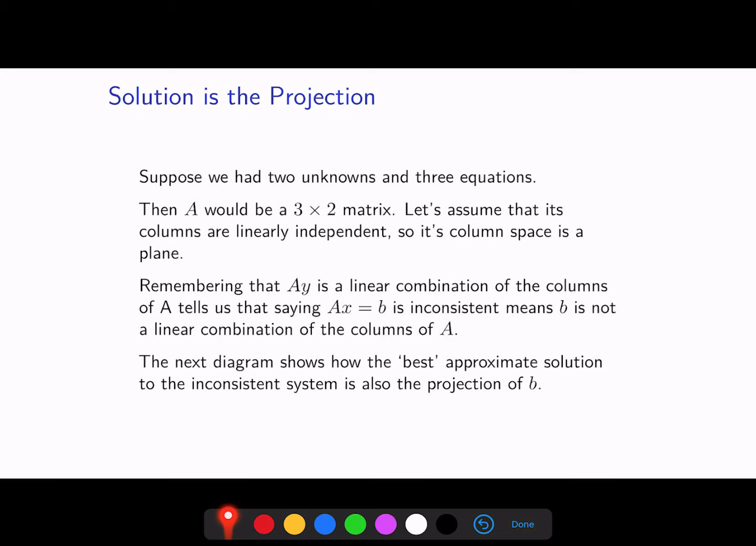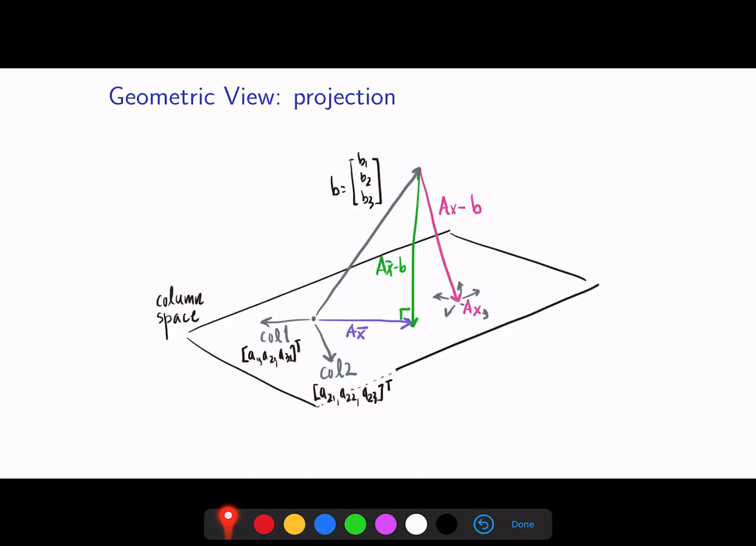So the next diagram is going to show you what that might look like geometrically. Here we have the vector representing the first column of A. Here we have a vector representing the second column of A, and they're drawn so they're linearly independent. Here we have a vector representing A times X. It's a vector that's in this plane, so it's a linear combination of these two vectors.